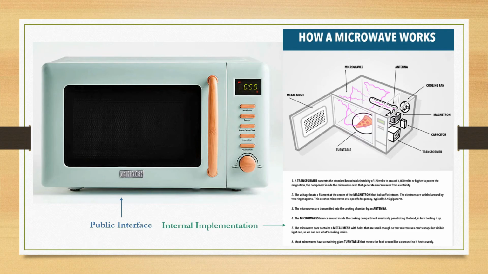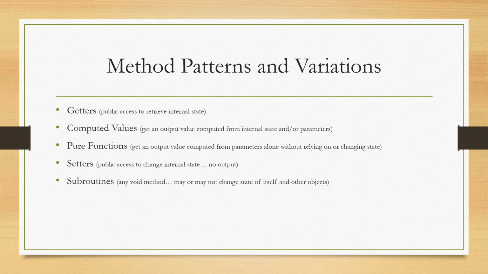But that's the point. If my mom had to heat up a piece of pizza by using the transformer and a capacitor and a magnetron and a cooling fan and all that, she'd lose her mind. But she can easily turn a knob and press a button. That's all there is to it. And this whole idea is sometimes called encapsulation, information hiding, or simplifying a public interface, or an API, application programmer interface.